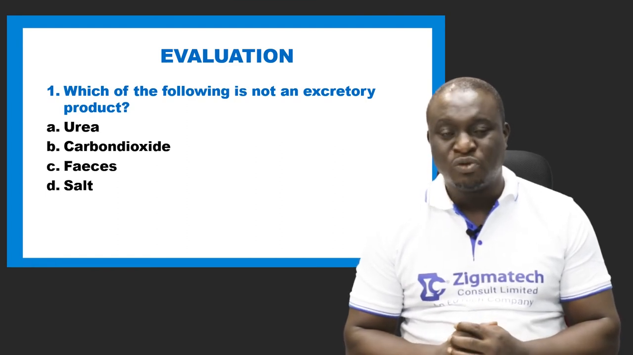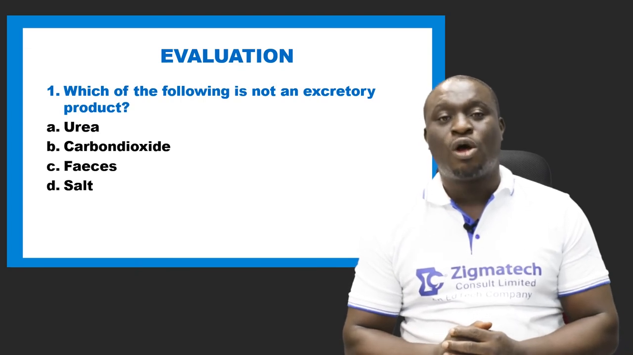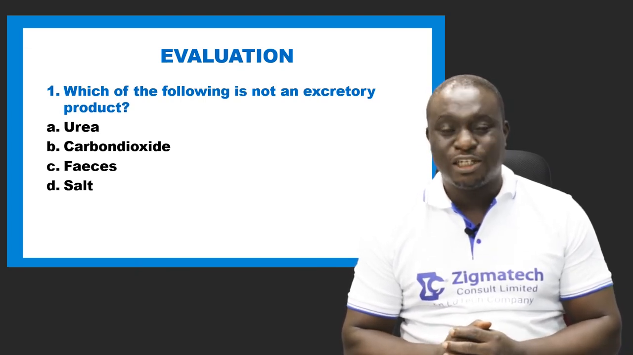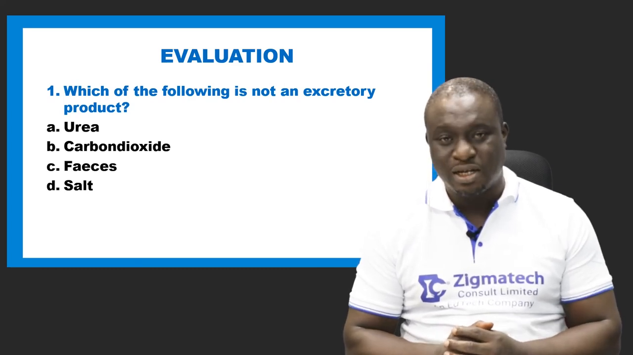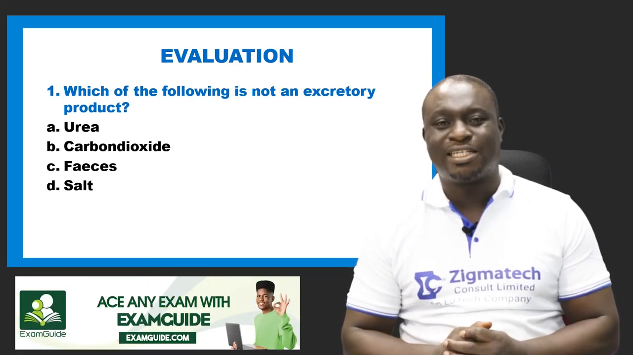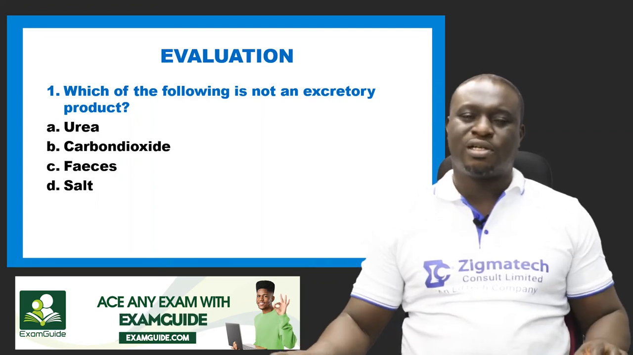Let me put it this way. The removal of feces is not called excretion. It is called ejection. Ejection is simply the removal of undigested food substances. So feces is an undigested food substance. So the correct option is C.